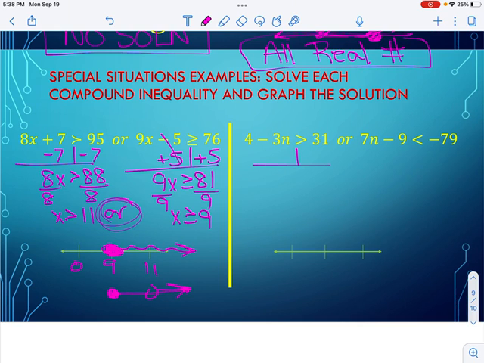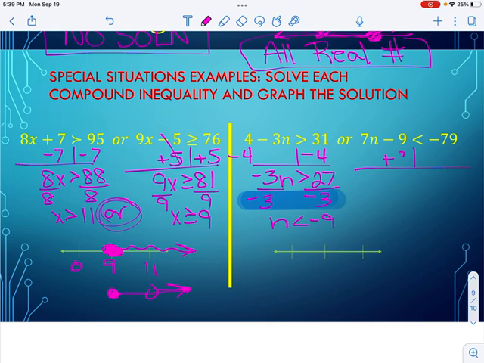Okay, let's continue. Let's try another one. So I'm going to minus 4 from both sides. Oh, sorry about that. That is correct, sorry. So I'm going to minus 4 from both sides. So that's going to get me 27. I'm going to divide by negative 3. So n is less than negative 9. Remember, we flipped that inequality symbol because we divided both sides by the negative.